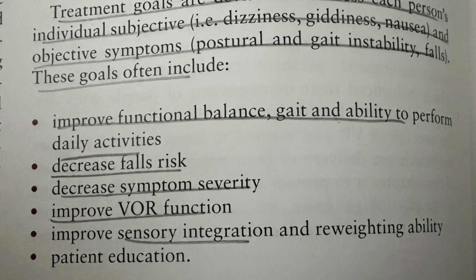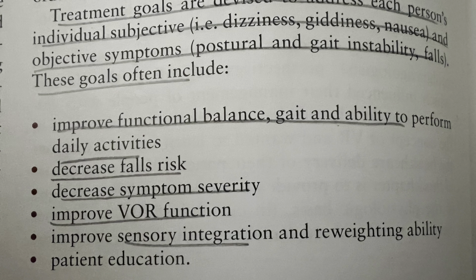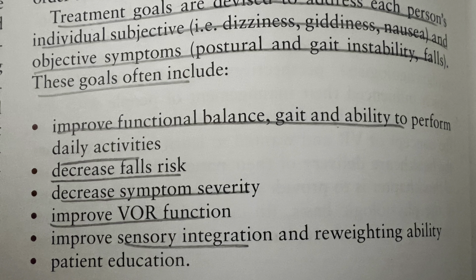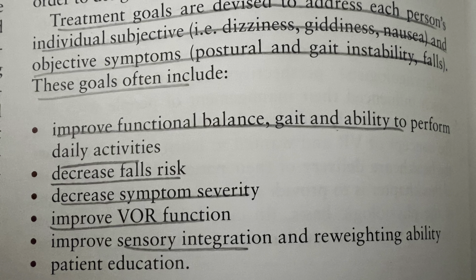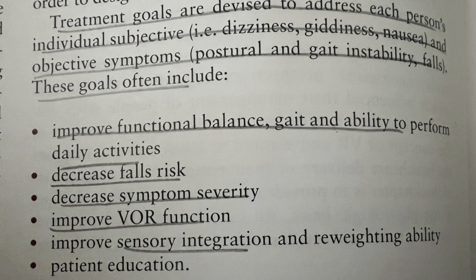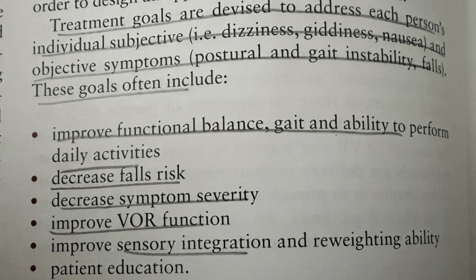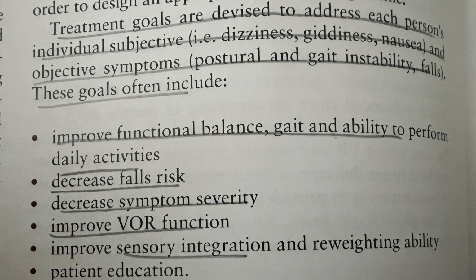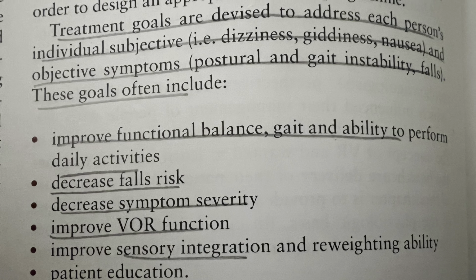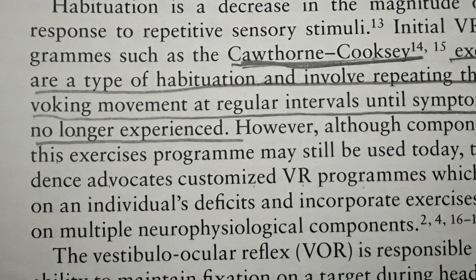The primary goals include improving functional balance, decreasing fall risk, and enhancing the vestibulo-ocular reflex, VOR. This allows patients to stabilize their gaze and maintain focus during head movements. Another major goal is improving sensory integration, helping patients better interpret and respond to sensory information, and ultimately decreasing symptom severity. The Cawthorne-Cooksey exercises are a foundational component in vestibular rehab.